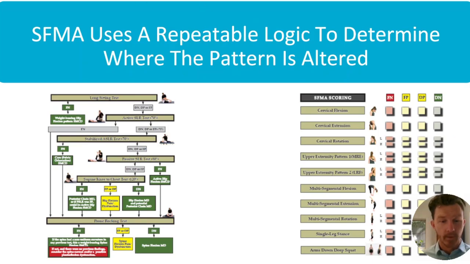So I'm going to give you a glimpse into my world here a little bit, as we look at the SFMA. The Selective Functional Movement Assessment uses a repeatable logic to determine where the pattern is altered. As I mentioned before, we've got these 7 different movements that we go through. And then what I'm looking for is: is the movement functional, not painful? Is it functional and painful? Is it dysfunctional and painful? Or is it dysfunctional and non-painful?